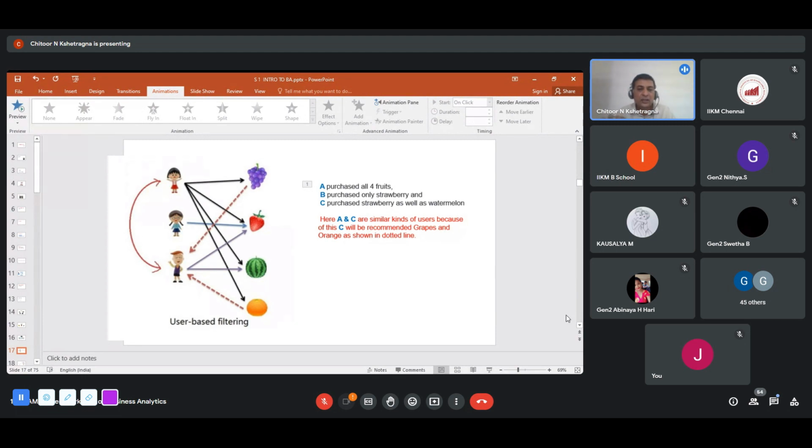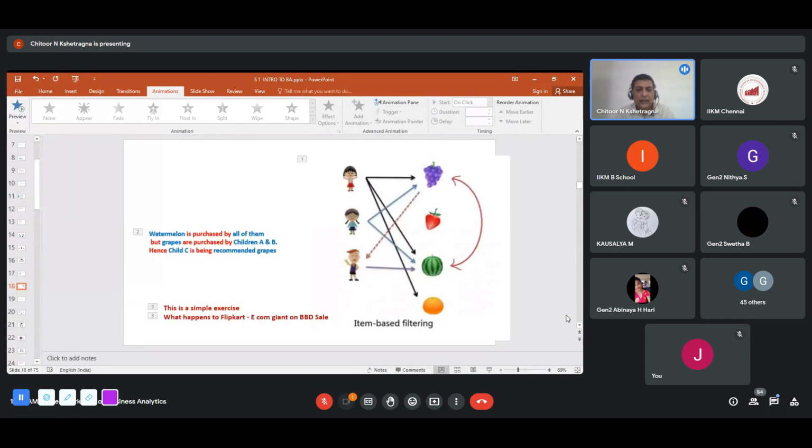It's called recommendation engines. There's something called market basket analysis. There's something called recency frequency monetary analysis. All of these are part of it. We'll talk about that a little later. You could do this, or you could also do what's called item-based filtering. So you have a user base, user people, and then we have item-based. Let's say watermelon is purchased by all three characters there, but grapes are purchased only by A and B, right? So C is being recommended only grapes.